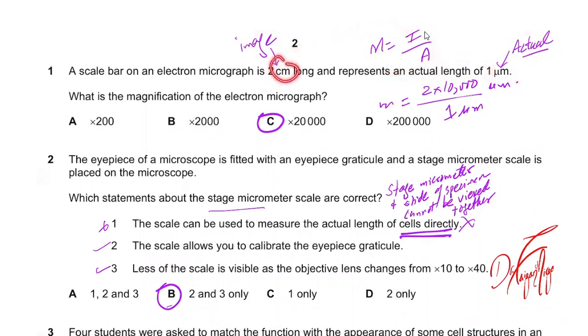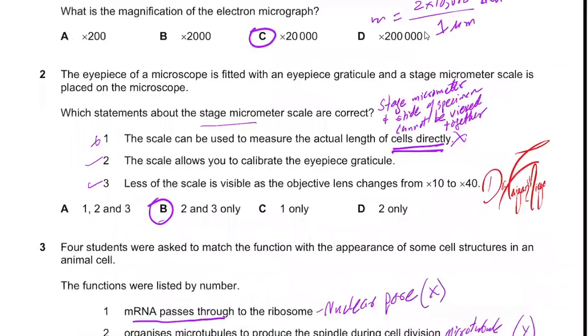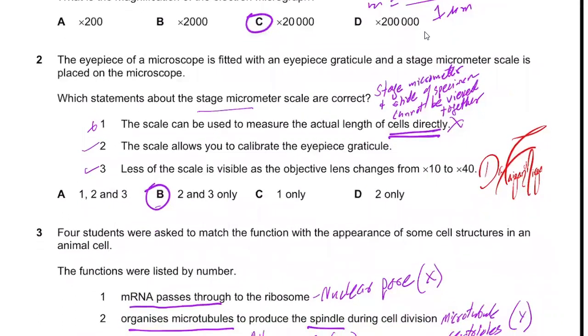Now, since it is in centimeter, you need to convert it to micrometer. How do you convert a centimeter to micrometer? You multiply it by 10,000. So both units in the numerator and the denominator are micrometers. The micrometer gets cancelled, and you simplify this to a value of about 20,000 times magnified. So the answer is C.